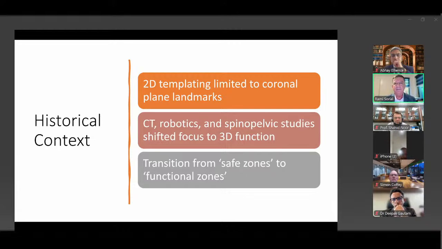So it's a historical context in that two-dimensional templating is limited to coronal plane landmarks, but now CT, robotics, and spinopelvic studies have shifted focus to three-dimensional function. And we're transitioning from what's traditionally known as safe zones. The Lewinnek zone has to be mentioned every time we talk about safe zones, to what we should be using now, which is functional zones.